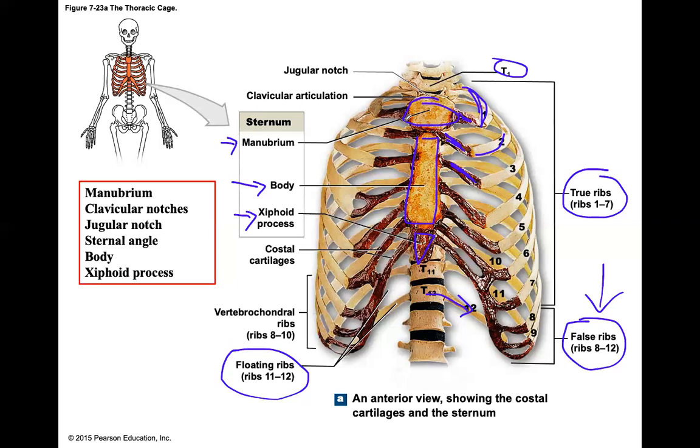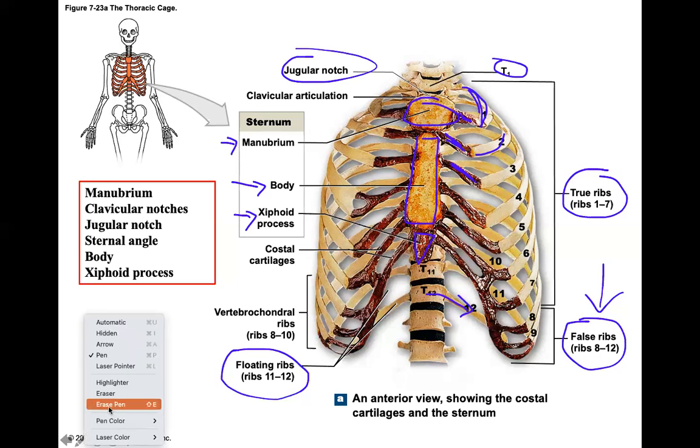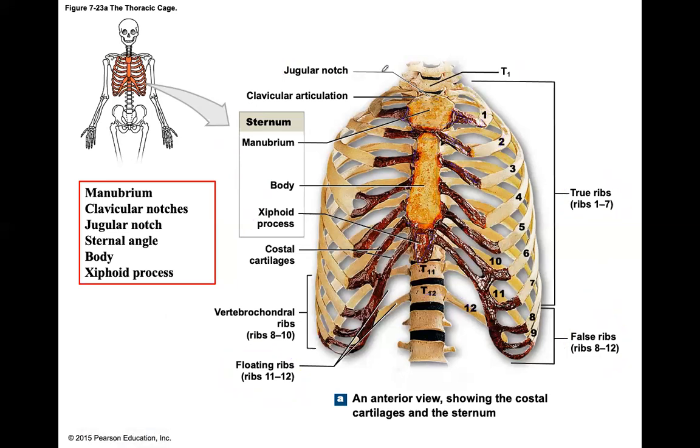Okay, the upper part of the manubrium is called the jugular notch. The jugular notch is the most superior part. Okay, so right here, that depression is the jugular notch. This right here is a really important structure called the sternal angle or the angle of Louis. When we palpate this connection between the manubrium and the body, there's a little bump that we all have.